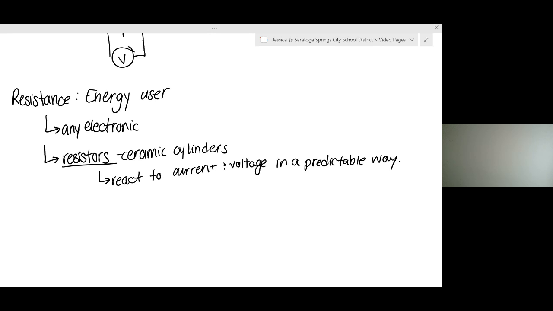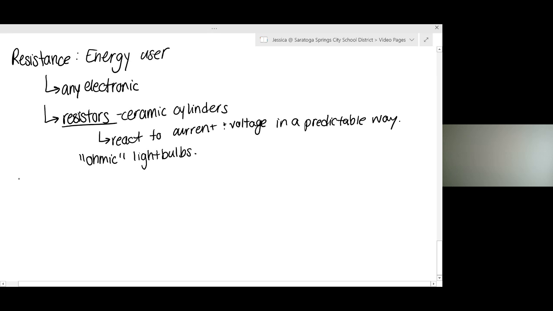We do occasionally use light bulbs as well, but we need them to be what's considered ohmic light bulbs, and we'll talk more about Ohm's law and what it means to be ohmic on Wednesday. Okay, but essentially we just need things that are nice and easy to follow.